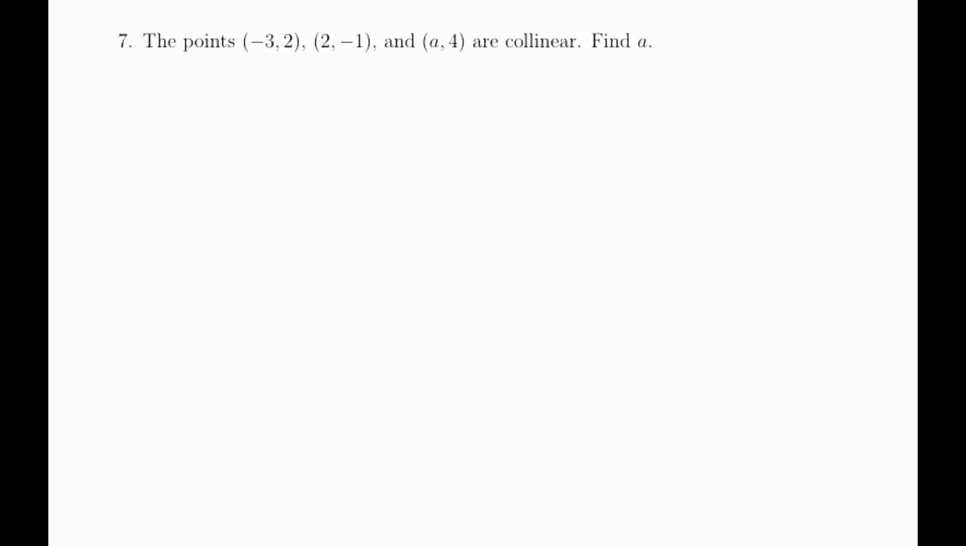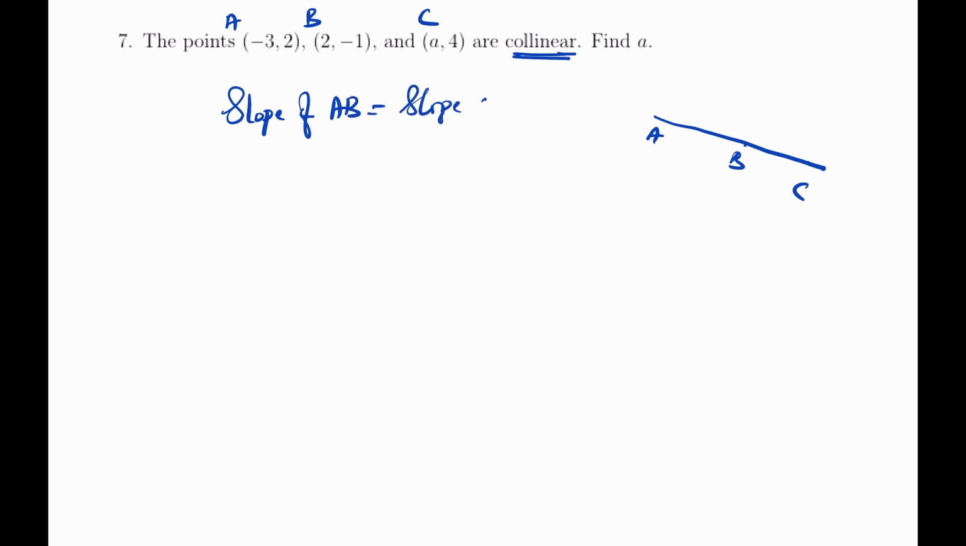Now, in case a question mentions the word collinear, what you can do is take the points as A, B and C. Collinear points are basically 3 points which lie on the same line. So let's say this is A, B, C. In such cases, you can write slope of AB is equal to slope of BC.